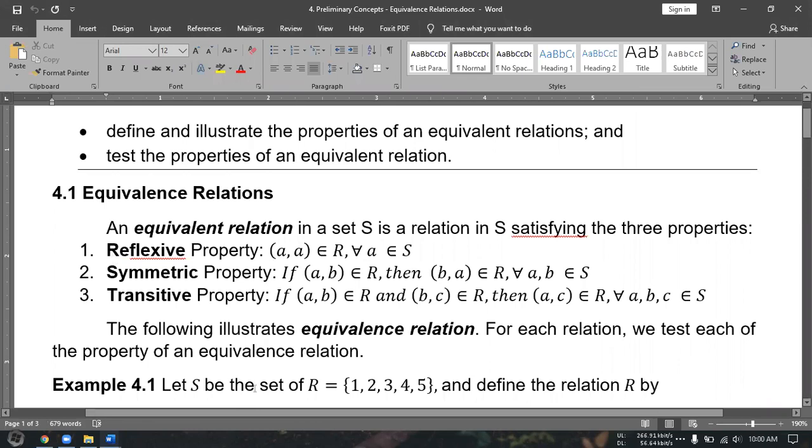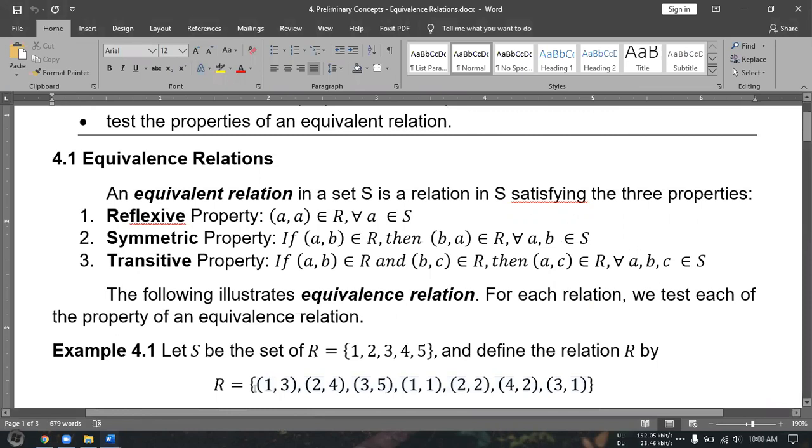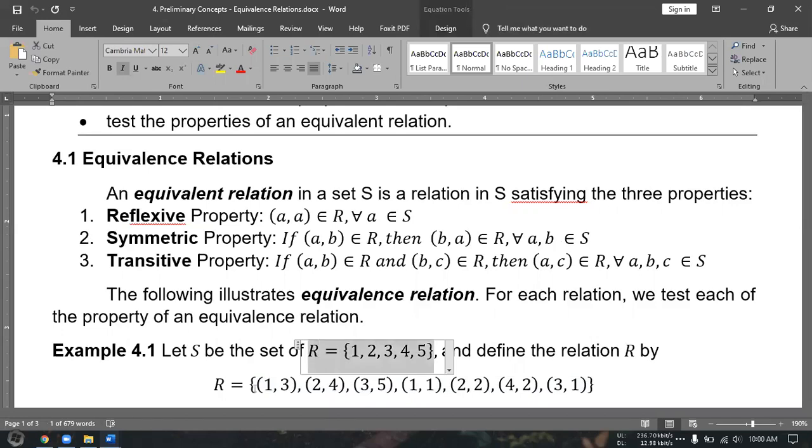The following illustrates equivalence relation. For each relation, we test each of the properties of an equivalence relation. Let S be the set of R. The elements of R are 1, 2, 3, 4, 5. And define the relation in R by these. For example, we have (1, 3), 1 is related to 3; (2, 4), 2 is related to 4; (3, 5), 3 is related to 5; (1, 1), (2, 2), (4, 2), and (3, 1). This is our relation.